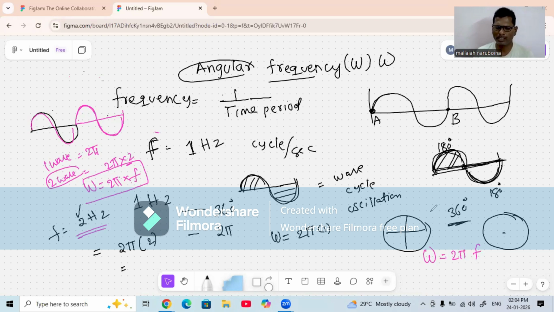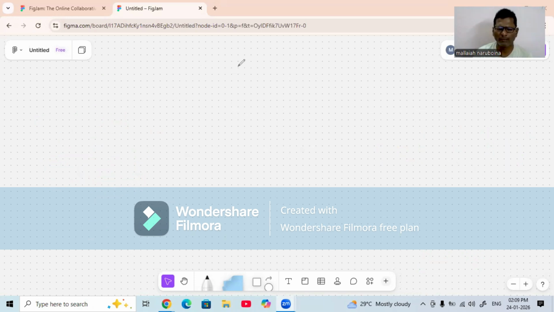That means 1 wave means 1 complete rotation. 2 waves means 2 rotations. That means after 1 wave, another wave repeats itself. So to represent this frequency in radians, we use angular frequency. Omega is 2 pi f. If you know omega, you can find frequency. If you know frequency, you can find omega. If we know frequency, we can find angular frequency.